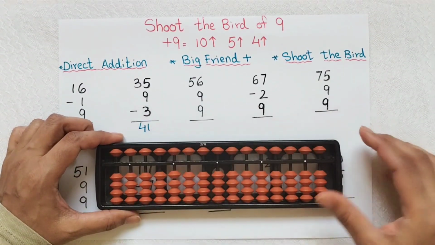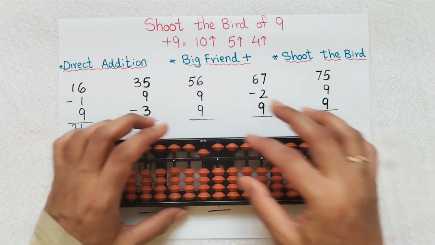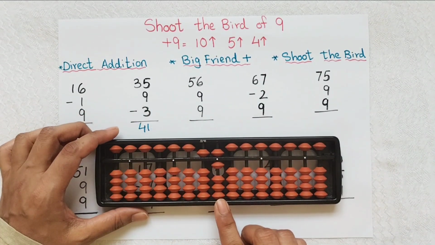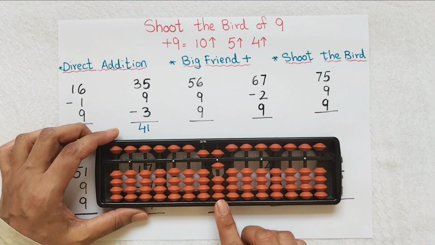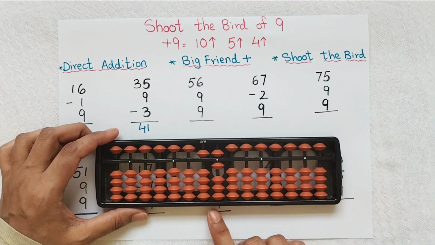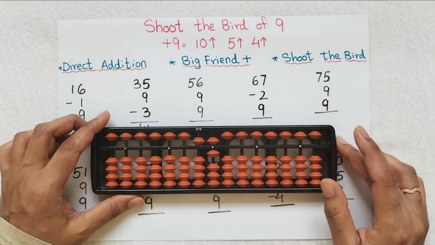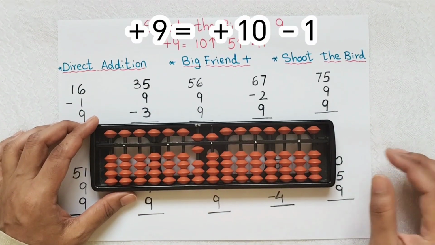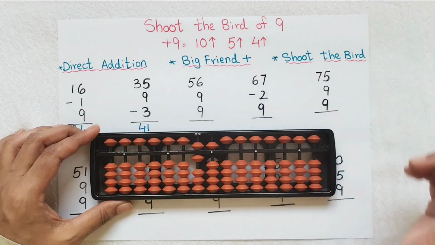Next. 56 plus 9 plus 9. 56. Now plus 9. Direct addition I cannot do. Big friend addition? Yes, I can use big friend addition. What is the formula? It is plus 10 less 1. Okay. Now again plus 9.